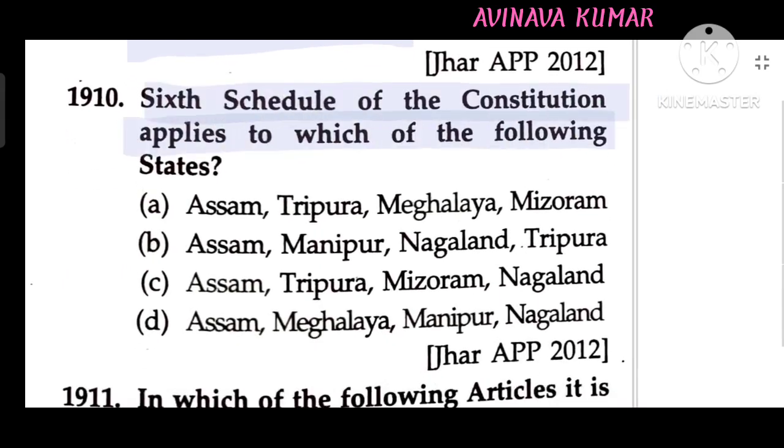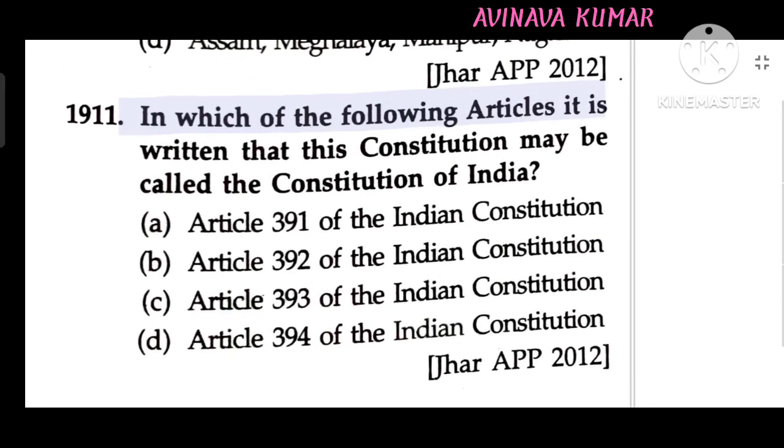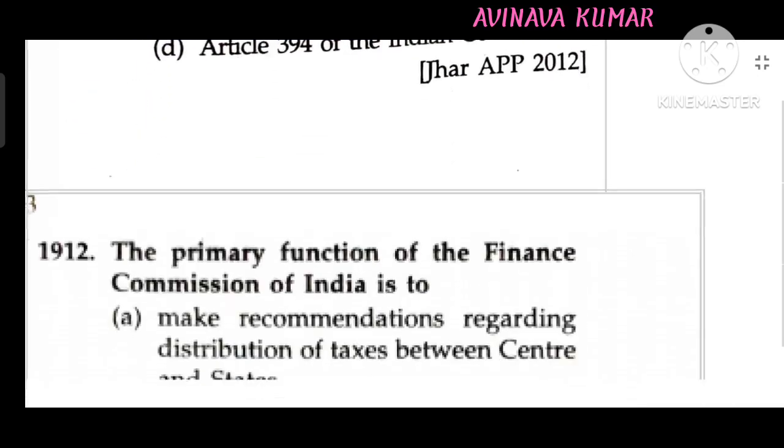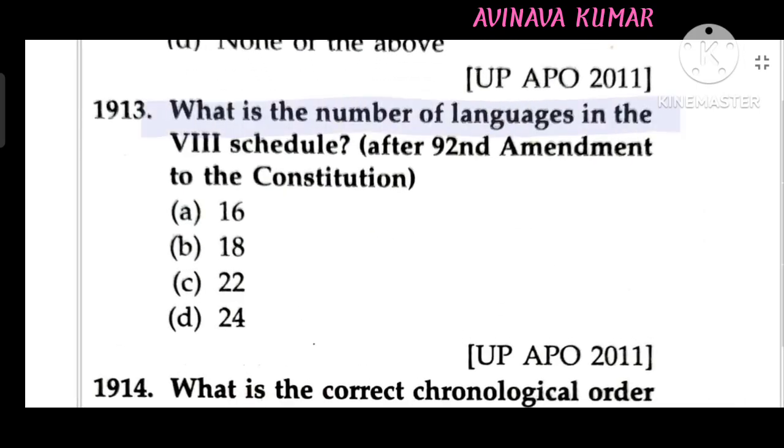The 6th Schedule of the Constitution applies to which one of the following states? Assam, Tripura, Meghalaya, Mizoram. In which one of the following articles is it written that this Constitution may be called the Constitution of India? Article 393. The primary function of the Finance Commission of India is to make recommendations regarding distribution of taxes between the Centre and the states. What is the number of languages in the 8th Schedule after the 92nd Amendment of the Constitution? 22.